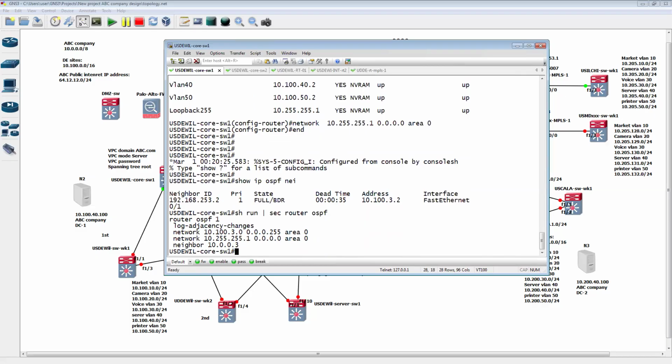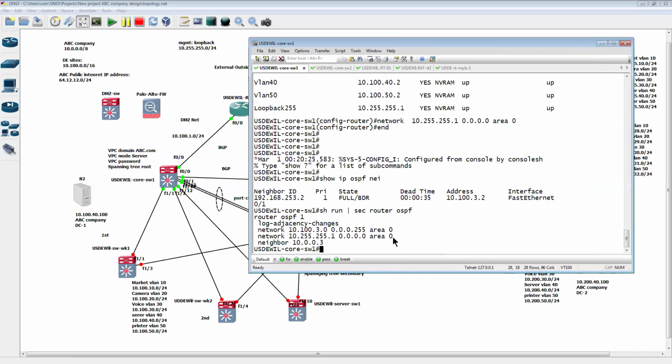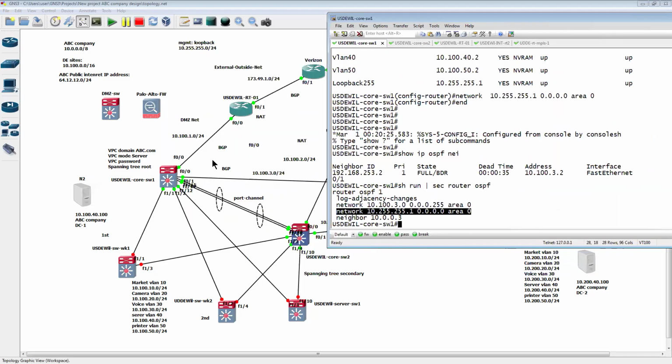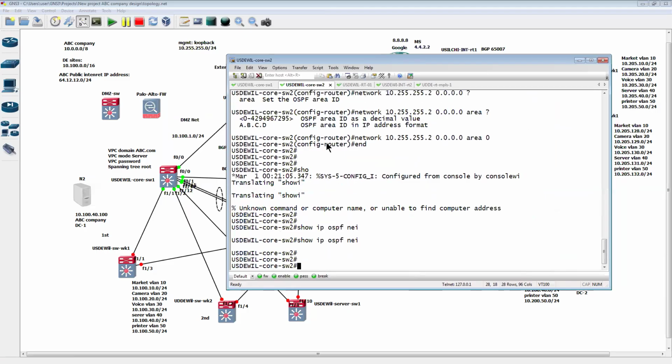This one is the same, that's what I'm saying. This is area zero, and this one is also area zero, but you don't have a direct connect. You know what I mean? That's why maybe it's not happy, it's not formed. And how about this one here? Show run section router OSPF.